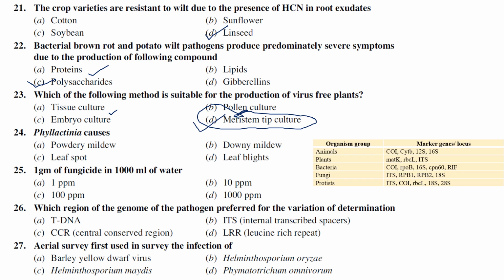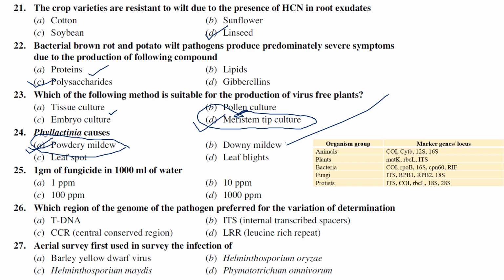The next one: Phyllactinia causes powdery mildews, downy mildews, leaf spot, or leaf blights. Generally there are some genera that cause downy mildew, for example Peronospora, Sclerospora, Peronosclerospora, Bremia. When it comes to Phyllactinia, it causes powdery mildews. For example, Erysiphe, Leveillula, Phyllactinia, Podosphaera, Sphaerotheca are a few genera which generally cause powdery mildew. So Phyllactinia is a genus of powdery mildew.